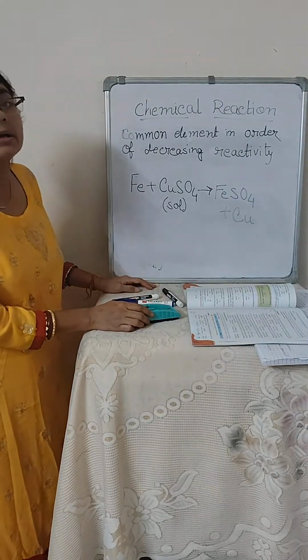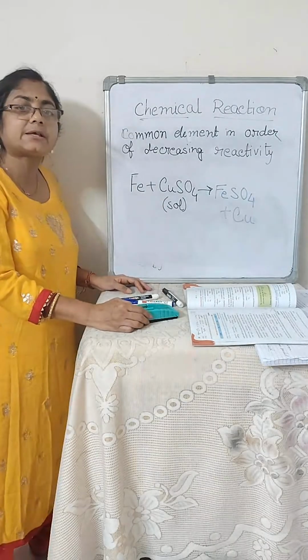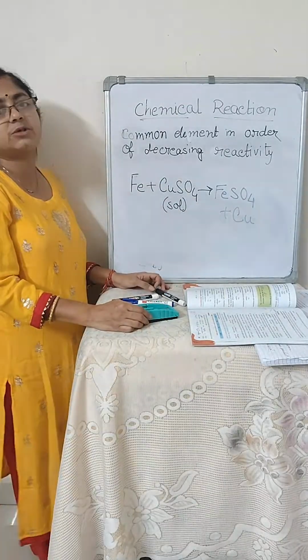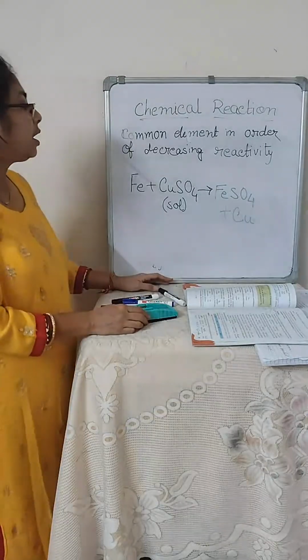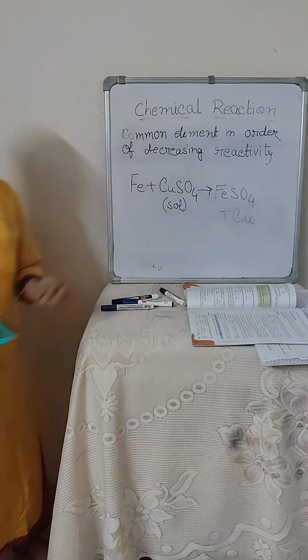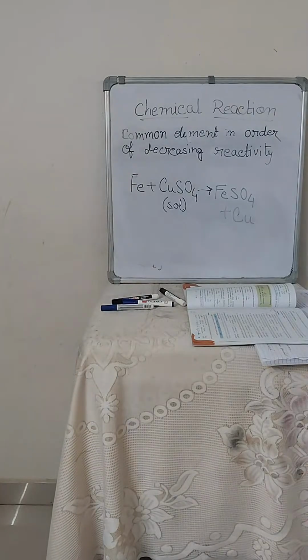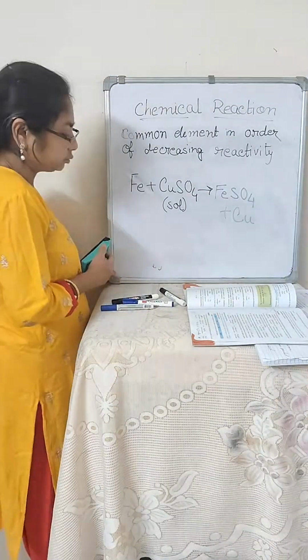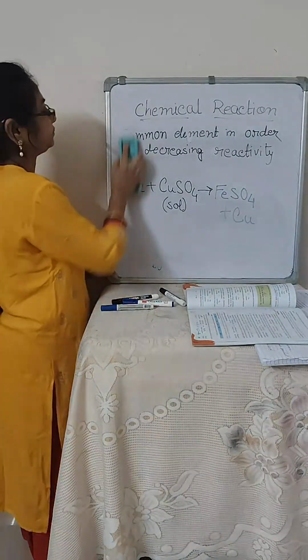So please mark it. A displacement reaction where it happens once is single displacement. Another one is double displacement. Please complete this one. Next I will start double displacement.